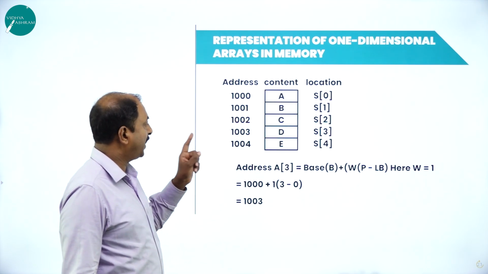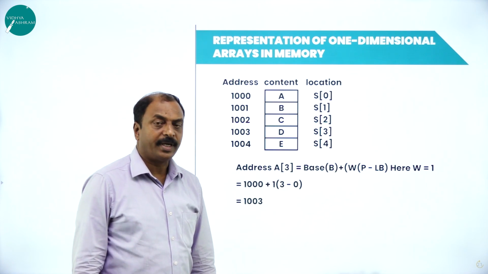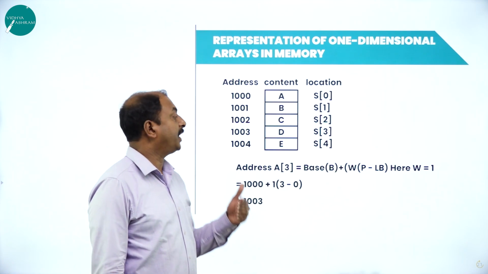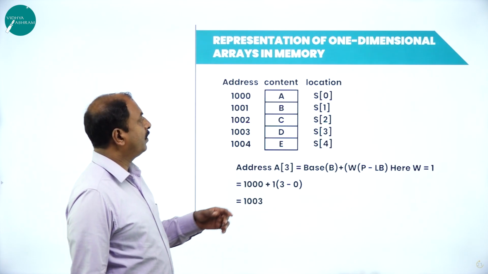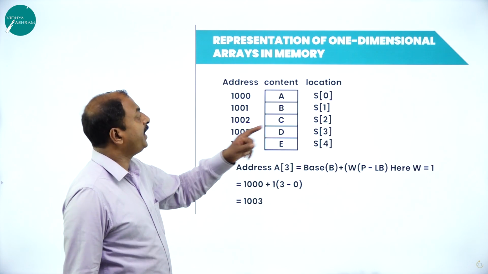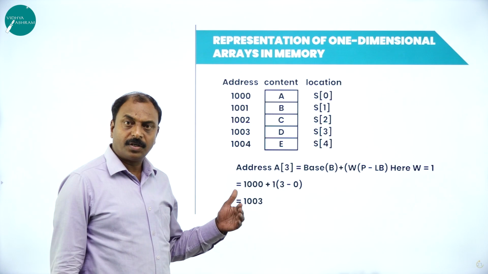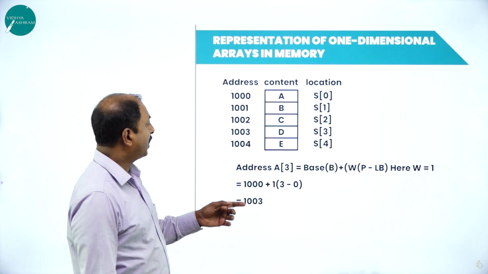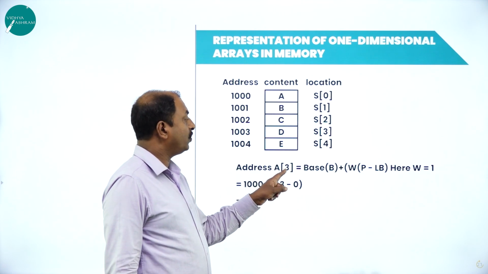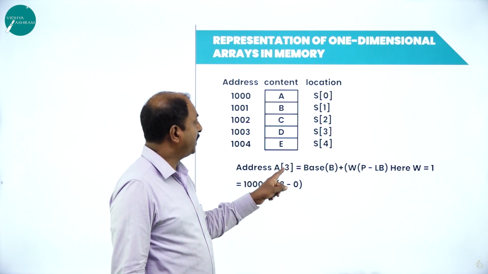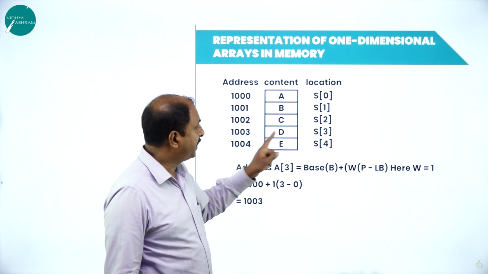Now these are the memory addresses. In the previous slide, we have seen the formula to calculate the memory address of any data item. For example, in this one, I would like to find out the memory address of element D, or index 3. According to the formula, we can make out the address of S of 3, the memory address of index 3. So here the data item is D.